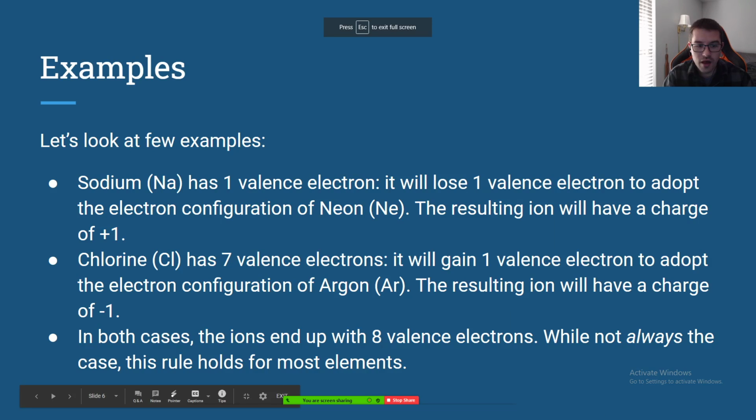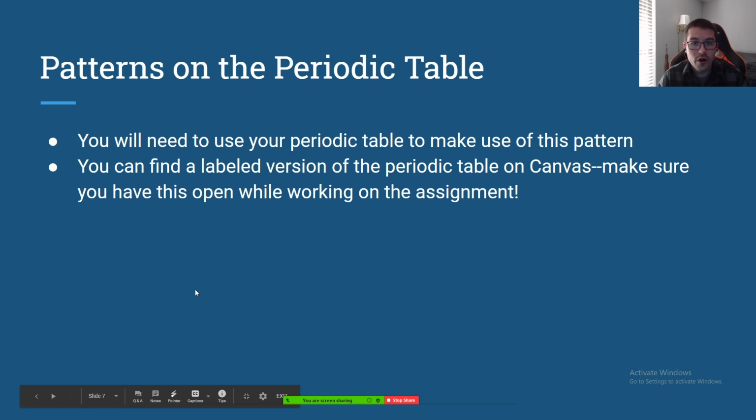Okay? All right. So let's go ahead and finish this up here. This next slide just goes over those two examples that I talked about, sodium and chlorine. Once again, in both these cases, the ions end up with 8 valence electrons, and while this is not always the case, this rule does hold true for most elements. Okay, so for our purposes, that rule is going to be able to be followed. So, when you're working on your Canvas quiz for today, you are going to need to use your periodic table to make use of the pattern that we saw.